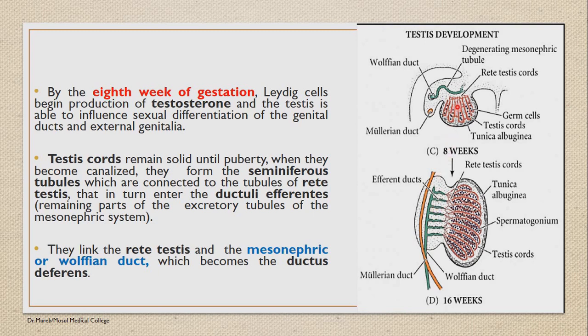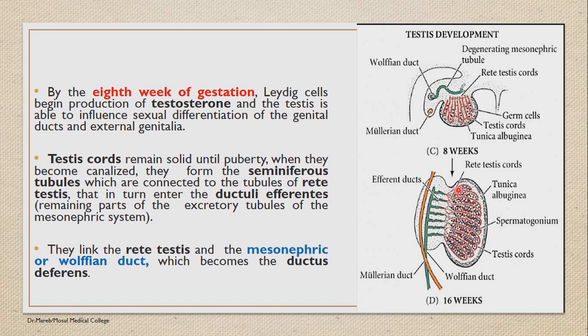Now, if you remember this drawing, which we took in the urinary system, you remember that the second stage of kidney development is called the mesonephros, which consists of mesonephric tubules and the mesonephric or Wolffian duct. Most of the mesonephric tubules degenerate. Some of them remain and form the ductuli efferentes, which connect the rete testis with the mesonephric duct. The mesonephric or Wolffian duct will persist and change to the ductus deferens.